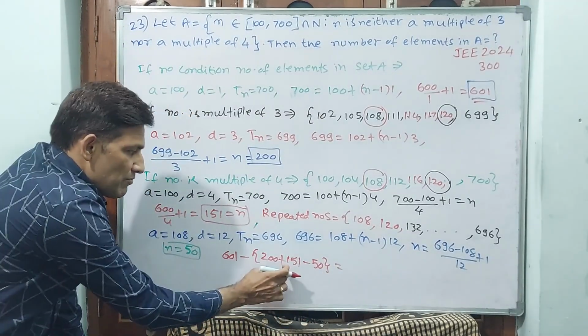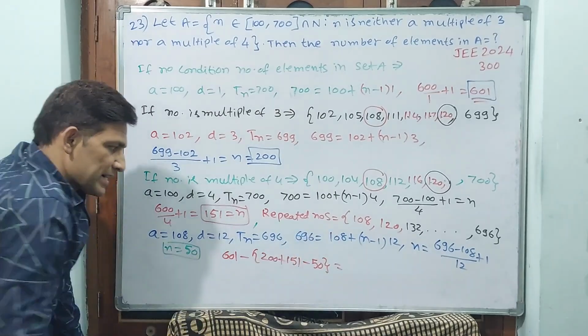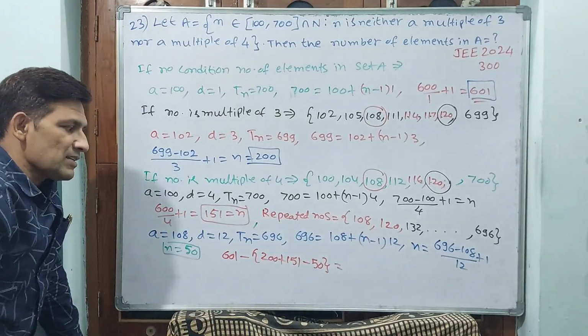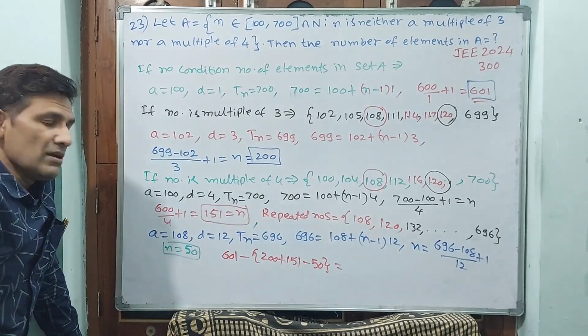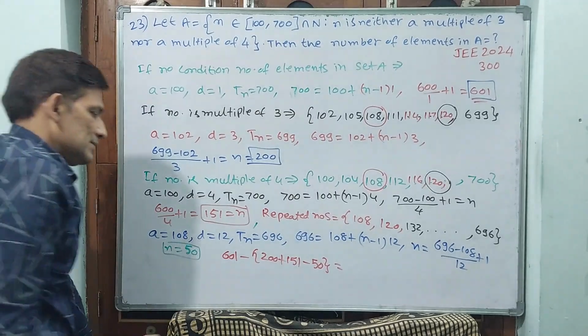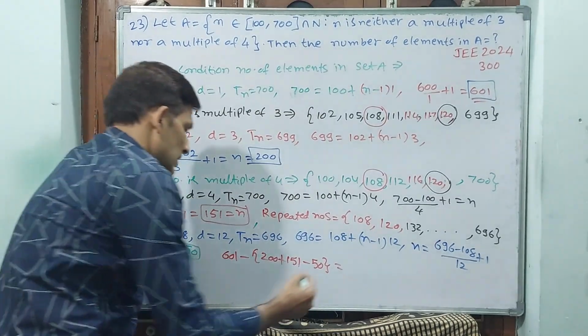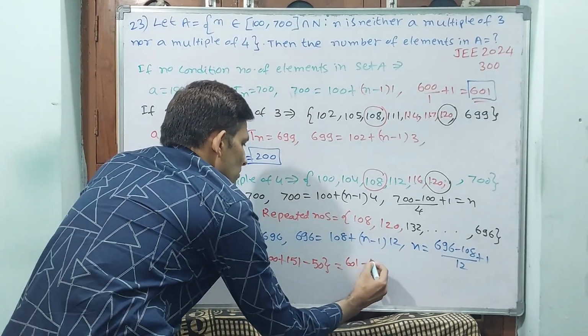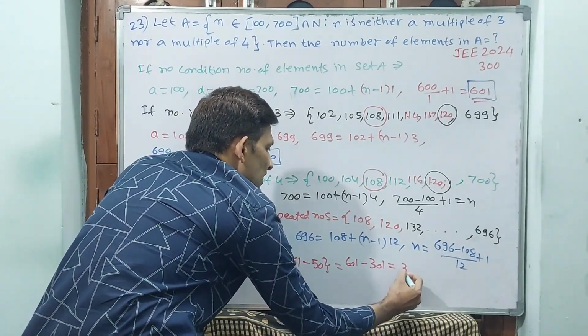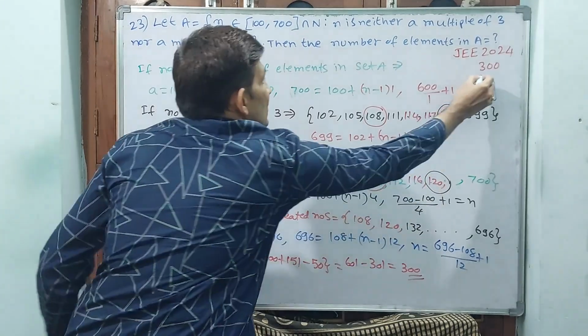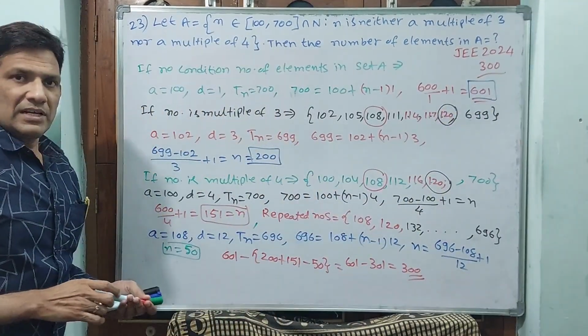Why? Because I am subtracting these repeated 50 numbers. 351 minus 50, 301. 601 minus 301, that is equal to 300. 300 will be your answer. Let us go for the next question.